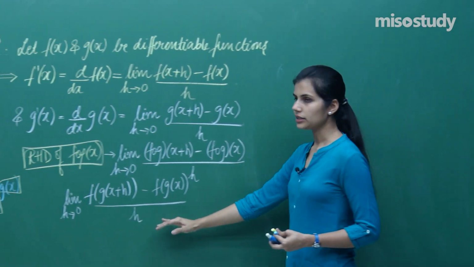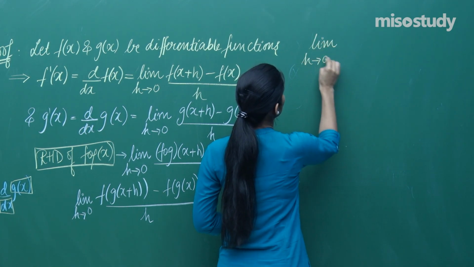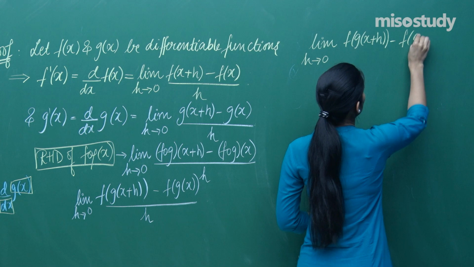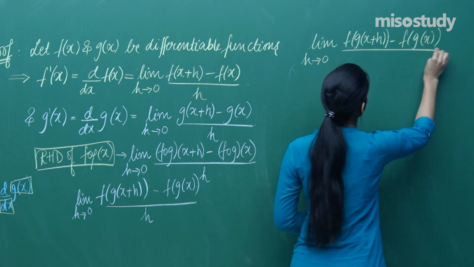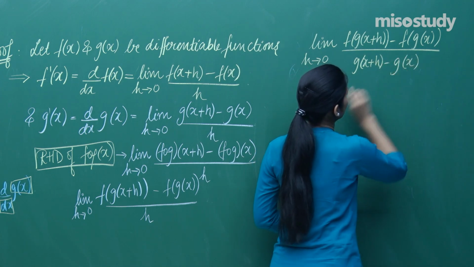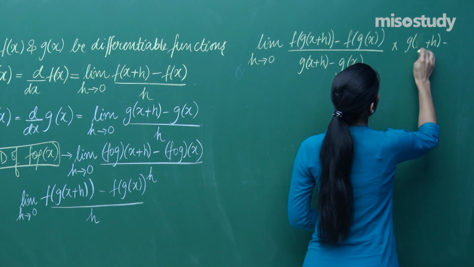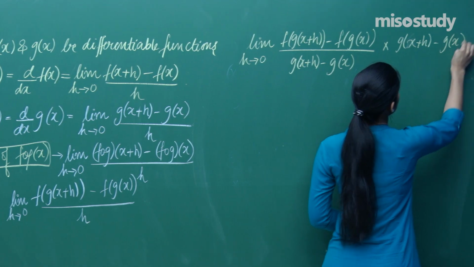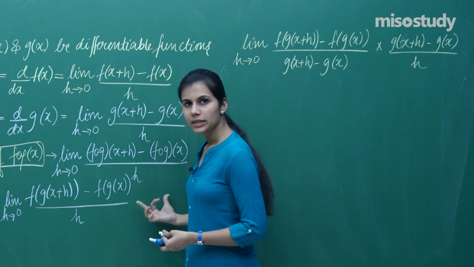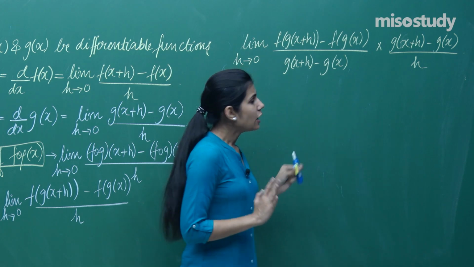This is what I have with me. Why don't I do this? Limit h tends to 0, f of g of x plus h minus f of g of x whole upon g of x plus h minus g of x, into g of x plus h minus g of x whole upon h. What did I do? I divided and multiplied by g of x plus h minus g of x. Right? Now see what is the next step.